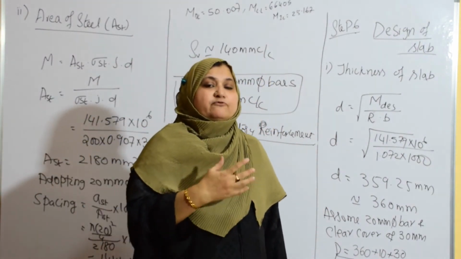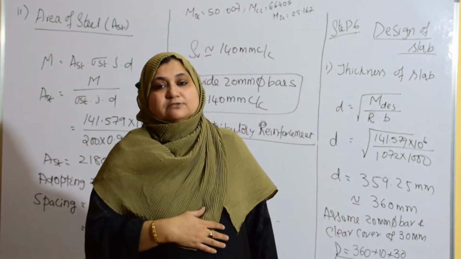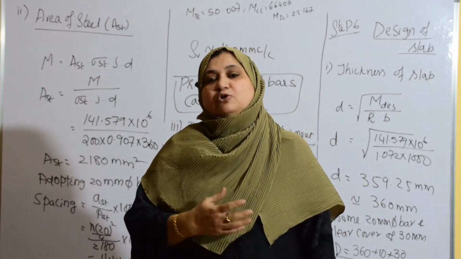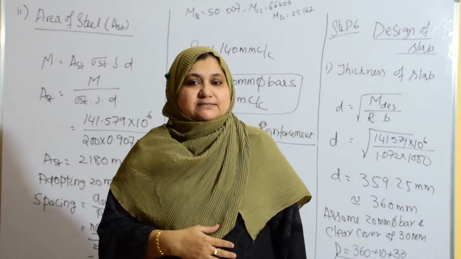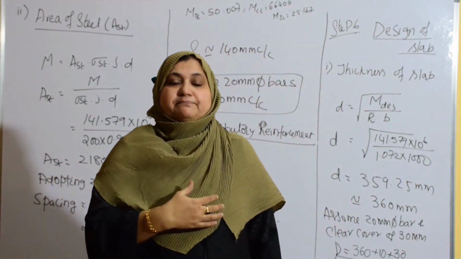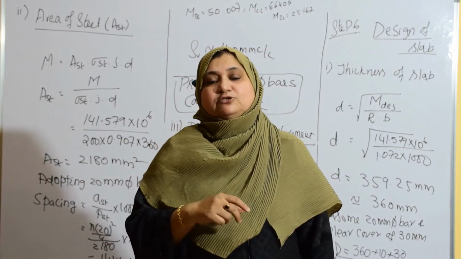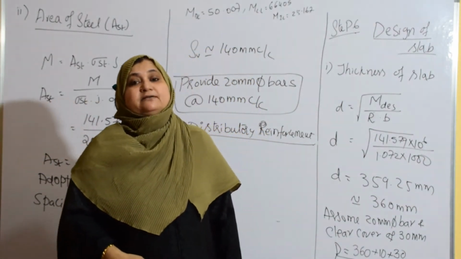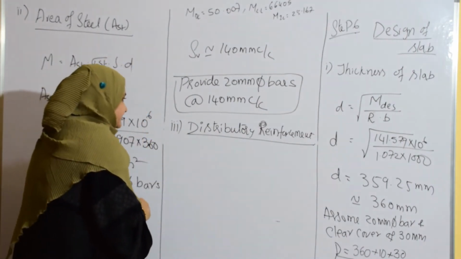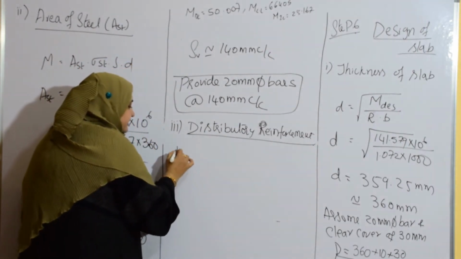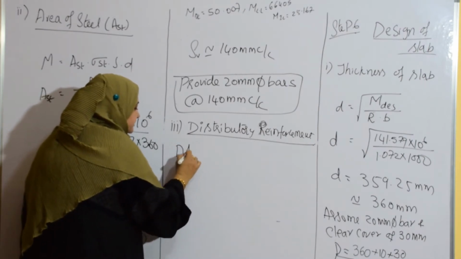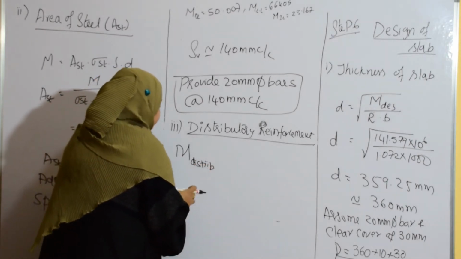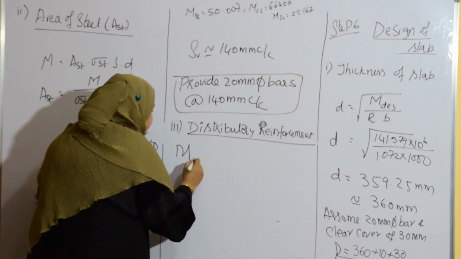So in limit state design of slabs, beams, and columns, you might have seen we provide distributory steel based on a percentage, like 0.12%, 0.14%. But here in the bridge slab we have to design the distributory reinforcement. Even distributory reinforcement shall be designed to resist a certain bending moment, again as per IRC 6.